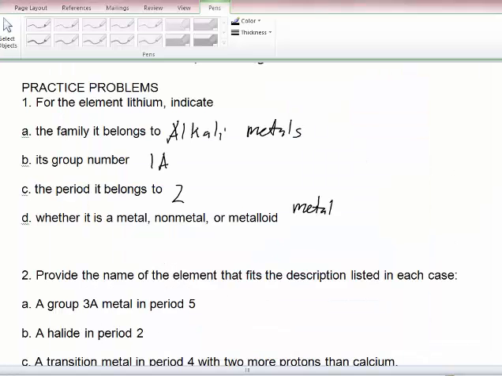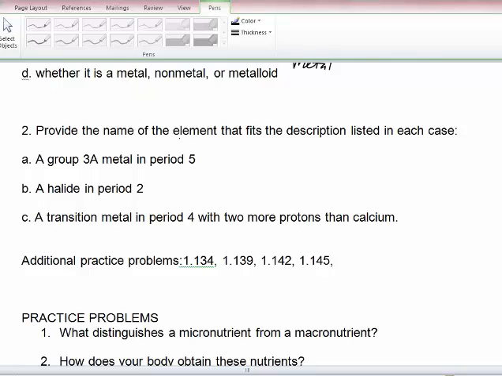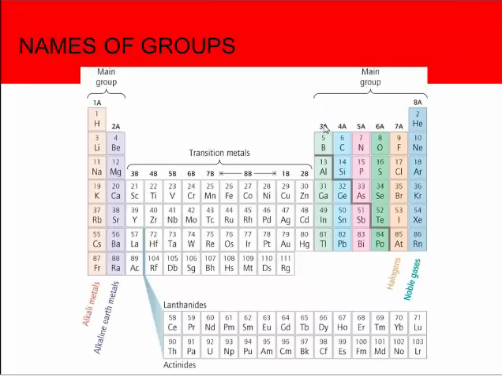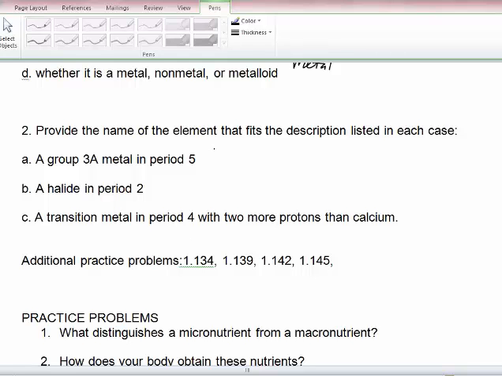Okay, the next part of the question. Provide the name of the element that fits the description listed in each case. These are great exam questions. So a group 3A metal that is also in period 5. So a group 3A metal, here's 3A, that is also in period 5. So 1, 2, 3, 4, 5, this is period 5. This is the group 3A metal. I don't expect you to have the names memorized. You can just write IN if you want to label this one. It's indium. So let's just write IN.